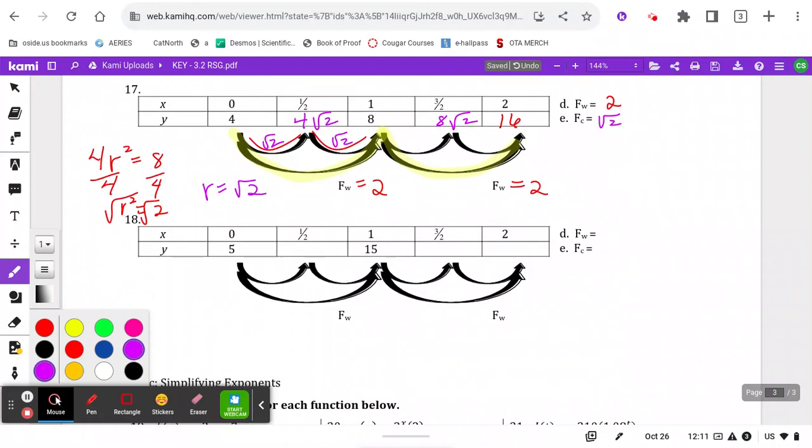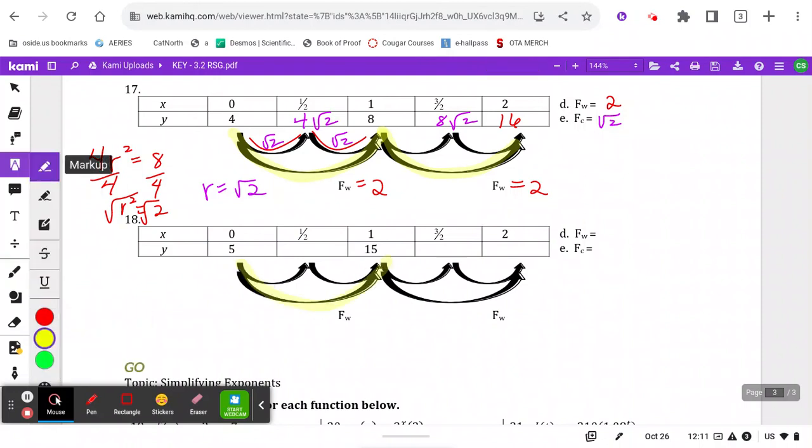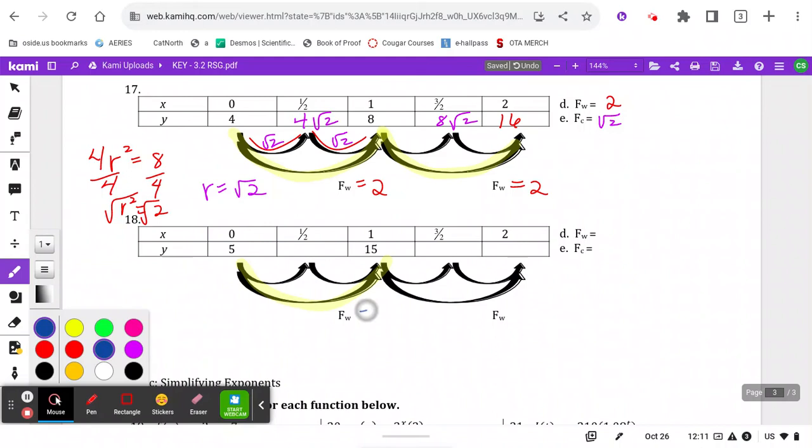Pause the video, try the next one on your own. Okay, let's see how you did. Big jump right here from a 5 to a 15. Do you see it? You got it. That's just 3. So 15 times 3 would be 45.